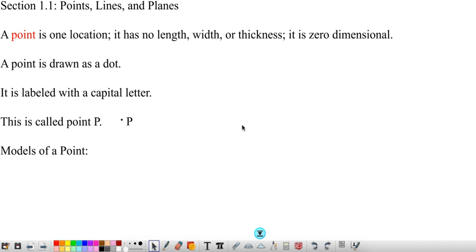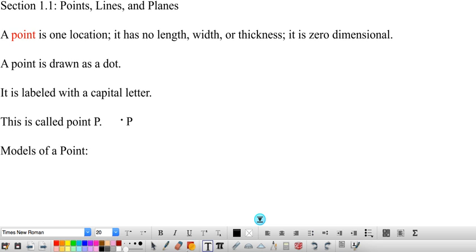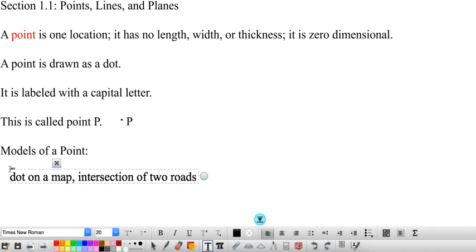Okay, every time we draw a point, we label it with a capital letter. And so you can see down here, this is point P. Okay, notice P is a capital letter. Okay, models of a point, things that we can use to model a point. We can talk about a dot on a map, or the intersection of two roads. Okay, that would be just a location. So those would be examples of a point. Okay, make sure you have this in your notes, and then we will move on.